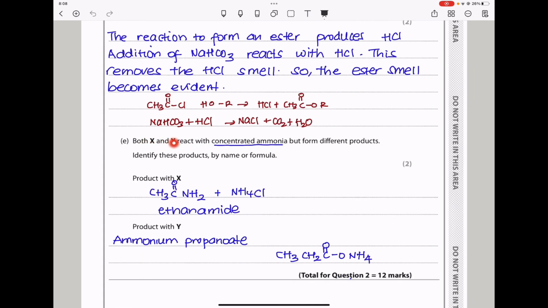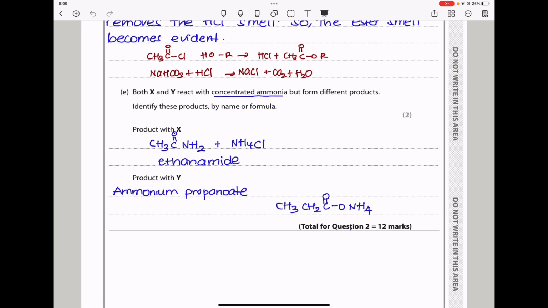In part E, both X and Y react with concentrated ammonia, but form different products. They say identify these products by name or formula. When the acyl chloride reacts with concentrated ammonia, we form ethanamide, which is this one here, as well as ammonium chloride. And when it reacts with product Y, we form ammonium propanoate, which is what we see here. So this brings us to the end of question 2. Let's continue to question 3.